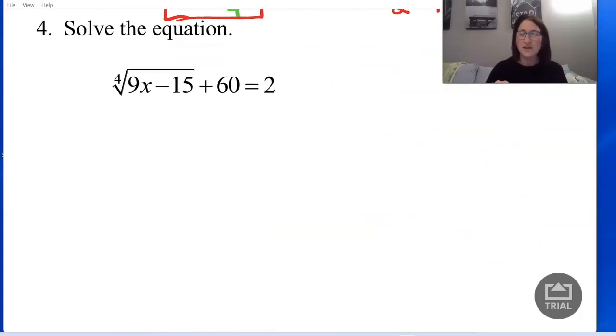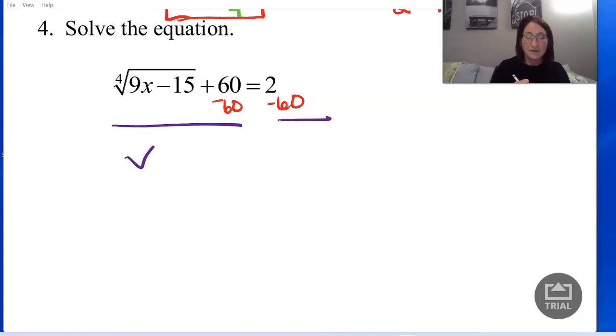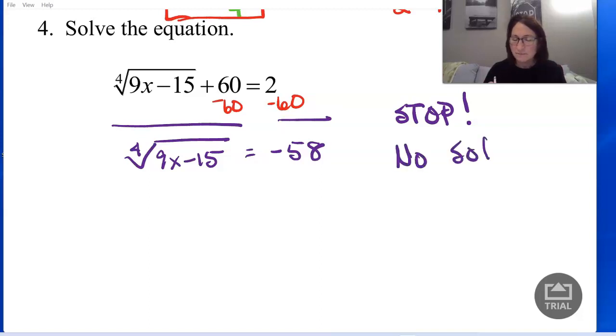Okay. Let's look at number 4. For question number 4, the first thing I'm going to do is subtract 60 because I need to isolate my radical. And so then I get the 4th root of 9x minus 15 is equal to negative 58. Right here, I stop, okay? Stop. It's no solution. Why is it no solution?